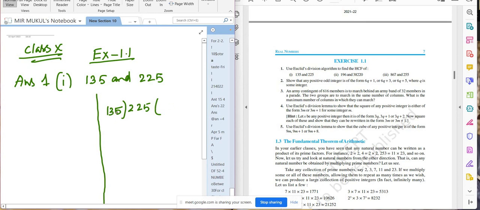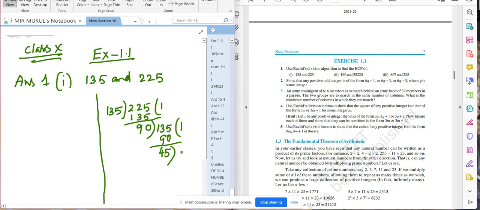Now if you divide, 135 one time is 135. Now subtract it, and you will get 90. So we are not getting 0. So consider 90 as the divisor and 135 as the dividend, and divide again. 90 one time is 90, and here we get 45. We are still not getting 0.